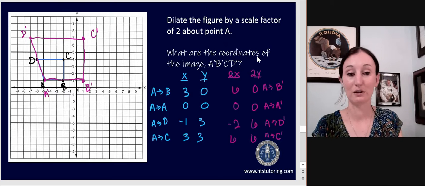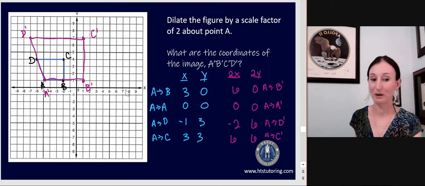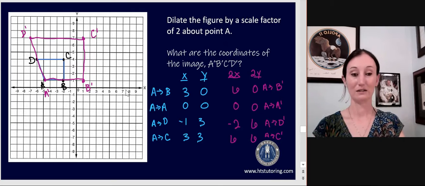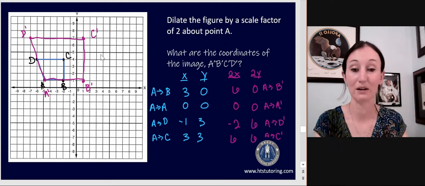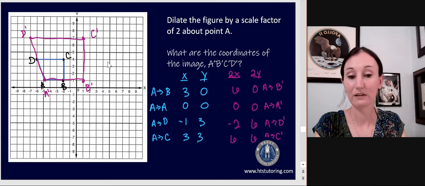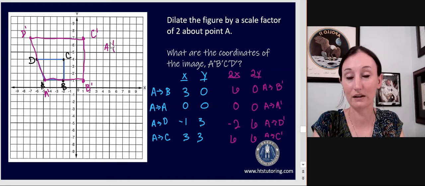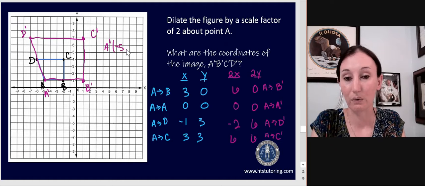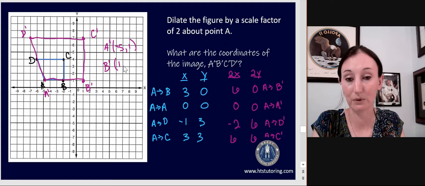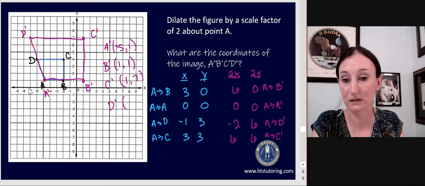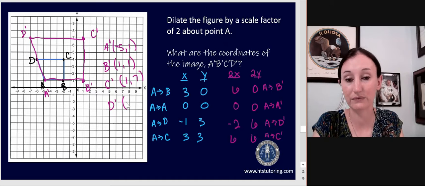So then they just want to know what are the coordinates. So remember when we went about the origin, the coordinates were just the new distances. That's not how this one's going to work. This one, the coordinates, we have A prime at -5, 1, which did not change, B prime at 1, 1, C prime at 1, 7, and D prime at -7, 7.